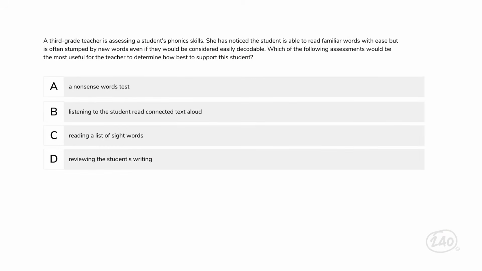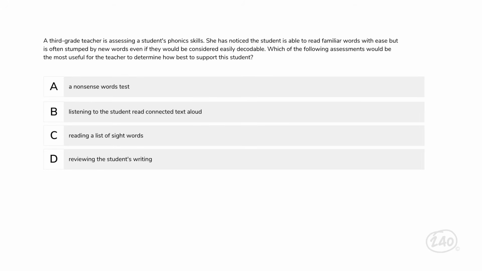A 3rd grade teacher is assessing a student's phonics skills. She has noticed the student is able to read familiar words with ease, but is often stumped by new words, even if they would be considered easily decodable. Which of the following assessments would be the most useful for the teacher to determine how best to support this student? A nonsense words test?